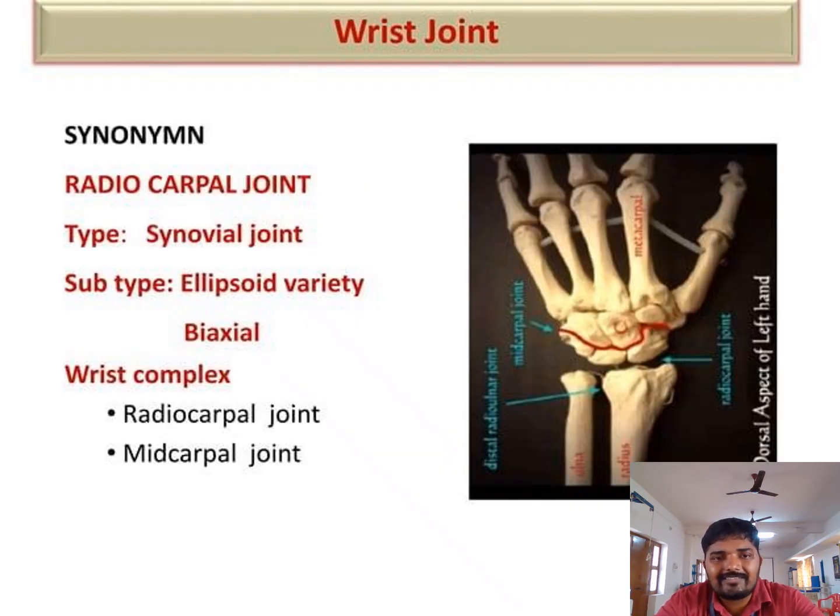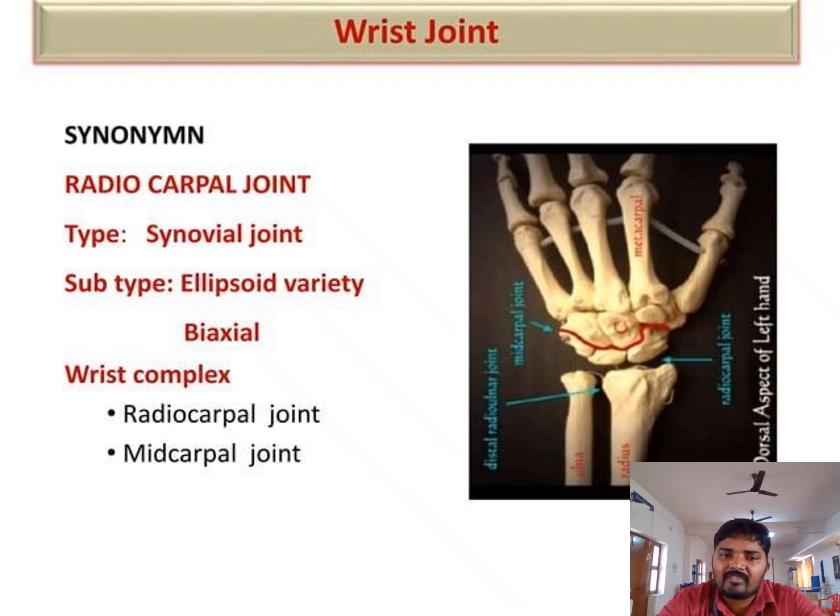Second, the wrist joint synonyms. Wrist joints are also called radiocarpal joint. Then the type of joint is a synovial joint. Why is it called a synovial joint? The synovial joint has a synovial membrane, present on the joint surface. This membrane produces synovial fluid, which mainly avoids friction between the two bones and acts as a shock absorber for the joint surface. So the type of joint is a synovial joint.